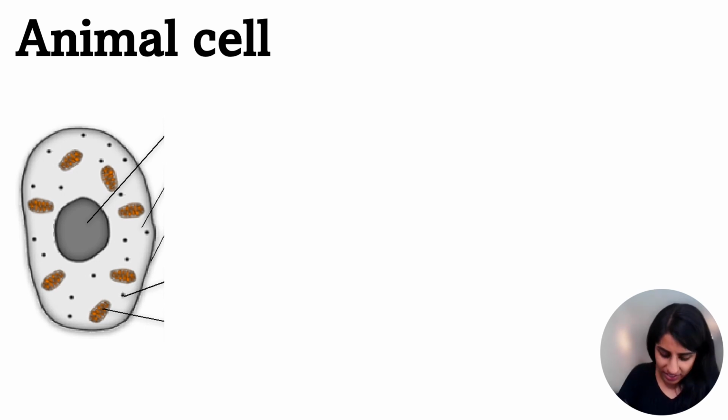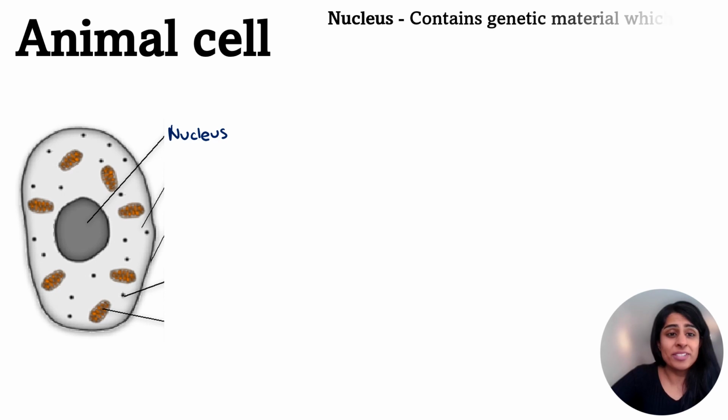So this part is our nucleus. The nucleus contains genetic material which controls the activities of the cell. So all the DNA in the form of chromosomes will be located in the nucleus.